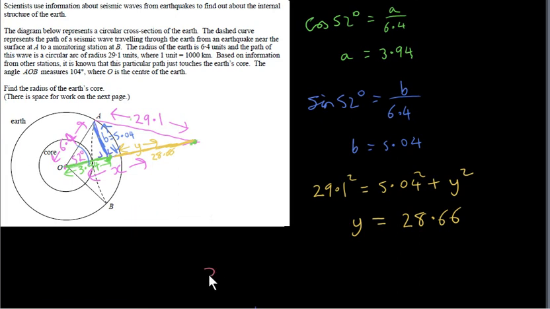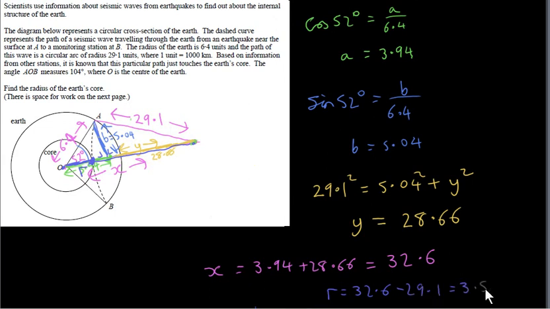So now we can get x. We just add 3.94, this is the green distance, onto the yellow distance, which is 28.66. So this is the result we got before for x, and the rest just follows. So you know what to do. This distance here is r. So if we want to find r, we take the total distance from here to here, which is 32.6, and we subtract the distance from here to here, which is 29.1. And we get 3.5 units, which, as we saw before, is 3,500 kilometers.